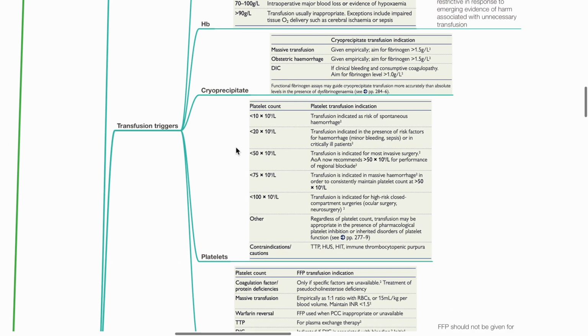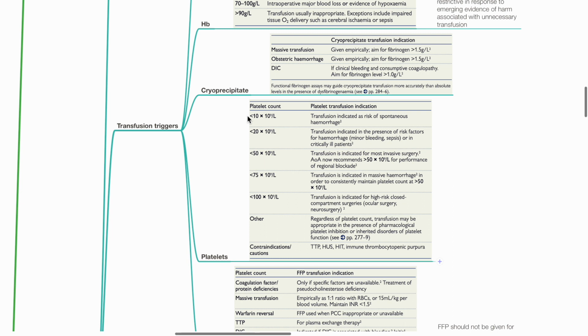Platelet transfusion triggers. At a platelet count of less than 10, transfusion is indicated as risk of spontaneous hemorrhage. At a platelet count of less than 20, transfusion is indicated in the presence of risk factors of hemorrhage or in critically ill patients. At a platelet count of less than 50, transfusion is indicated for most invasive surgery. AOA now recommends platelet count to be more than 50 for performance of regional blocks. At a platelet count of less than 75, transfusion is indicated in massive hemorrhage in order to consistently maintain platelet count at more than 50.